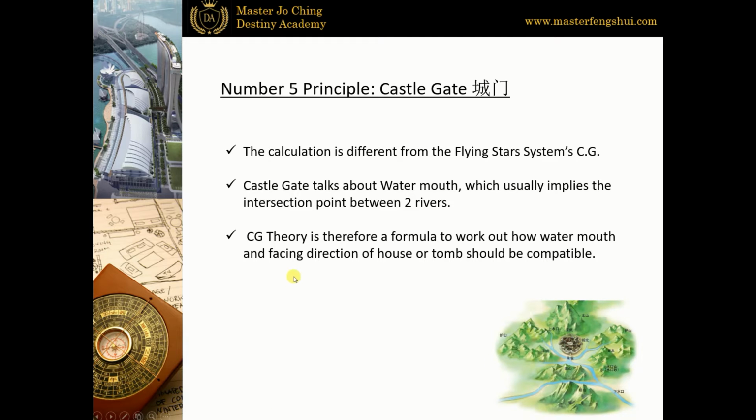Castle gate theory is therefore a formula to work out how the water mouth and the facing direction of a house or tomb should be compatible. That means you use this concept of castle gate to design the facing of your house or your tomb, so that you can tap on the so-called water mouth and make it very auspicious to you and prosper you.